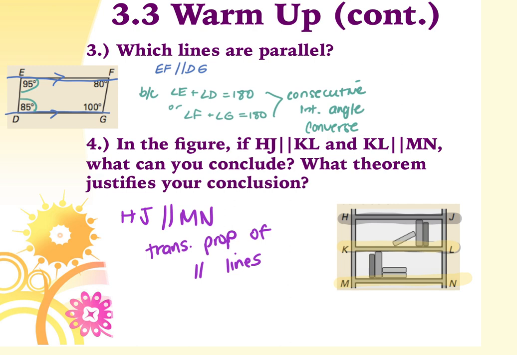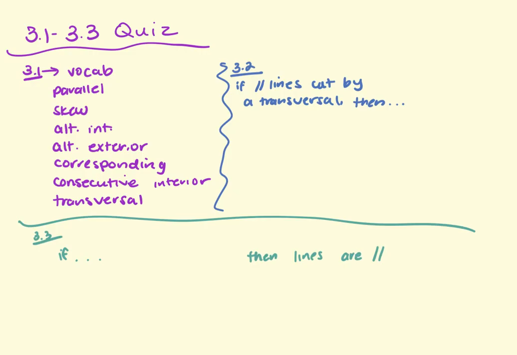This is the last thing you need to cover to review for your quiz. Okay, the quiz is going to be 3-1 to 3-3. In 3-1, it was all the vocab. It was parallel lines and parallel planes. It was skew lines. It was alternate interior angles, alternate exterior angles, corresponding angles, consecutive interior angles, and a transversal. Those were all vocab that was brought up in 3-1. I'm not done if you want to wait to take a picture because I'm going to add to it.